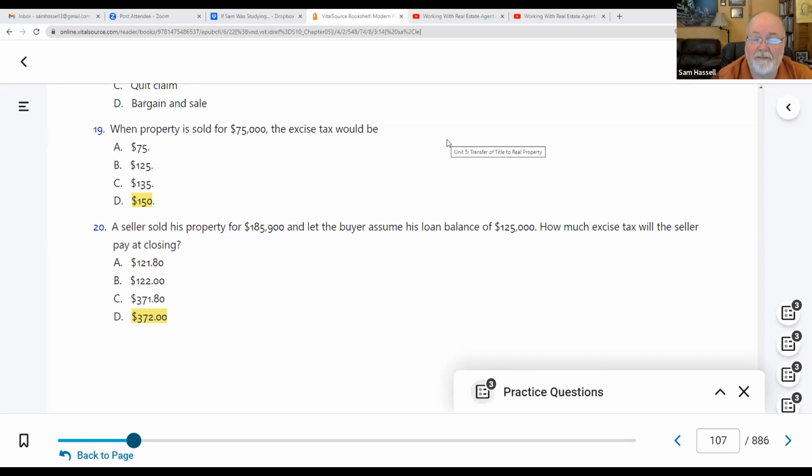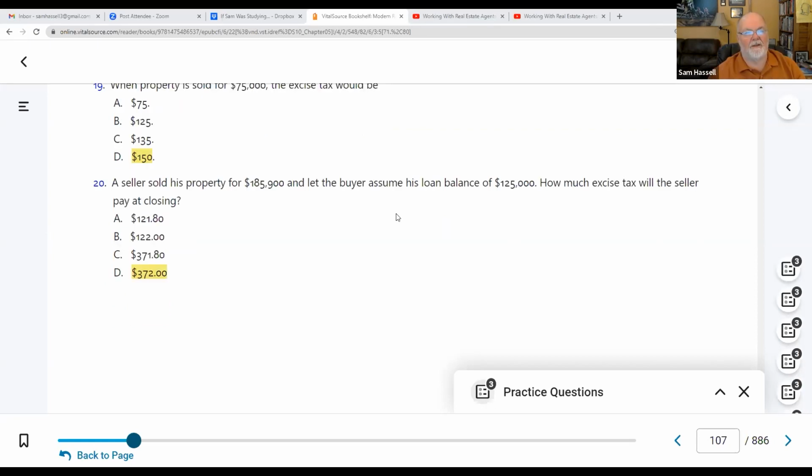Now, if we divide it by 500, it's going to give us C. But notice C is not the right answer. Why? Because we have to round up to the next whole dollar, right? We have to round up. So the excise tax will be $372 because we have a decimal. All right, we round it up, 372, and it's payable by the seller. So that's what happens. You've got to round up.